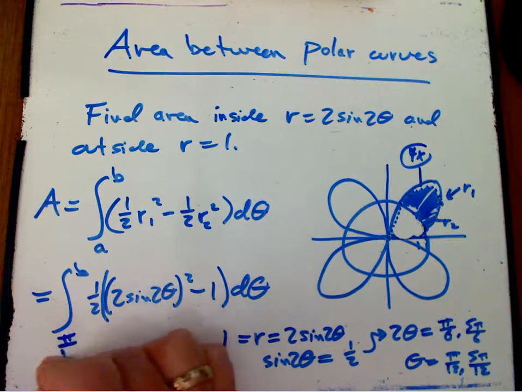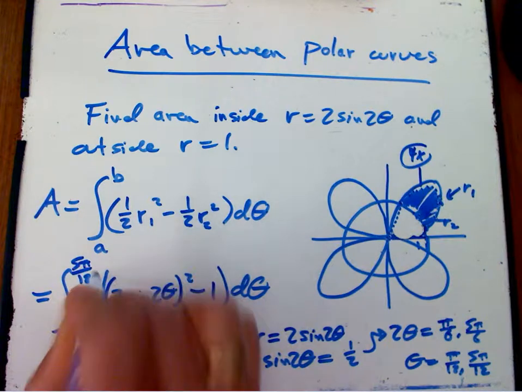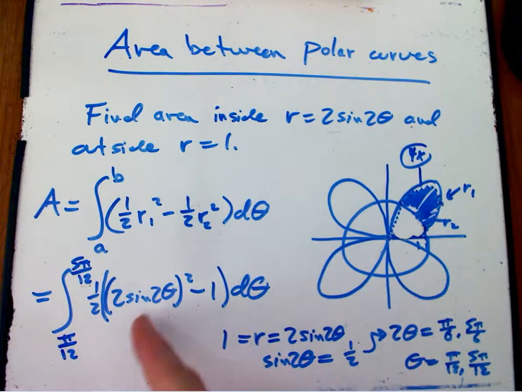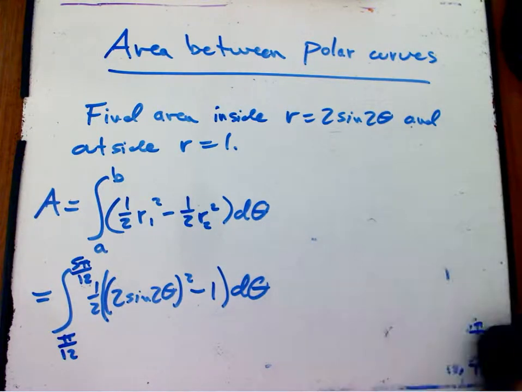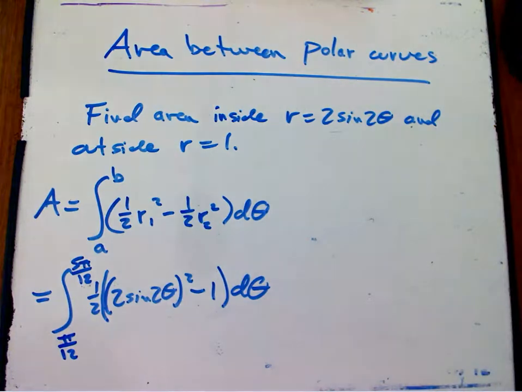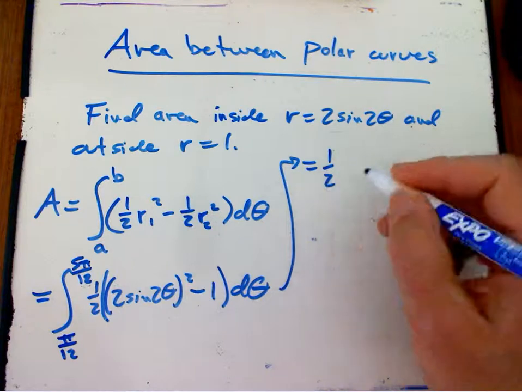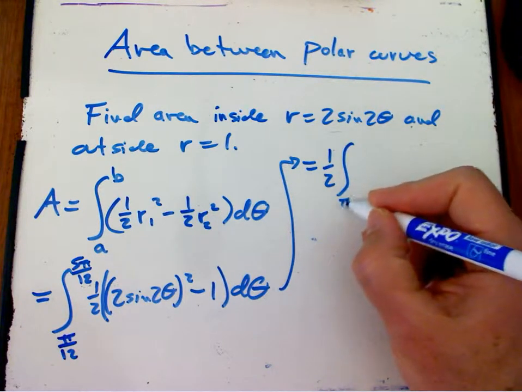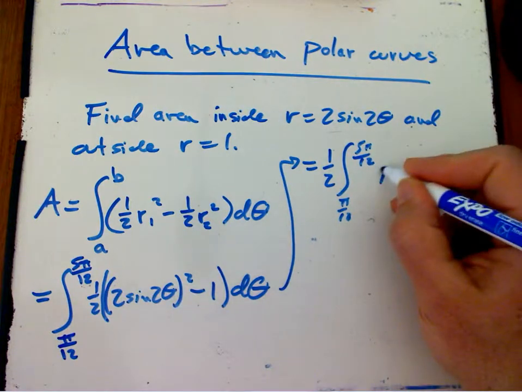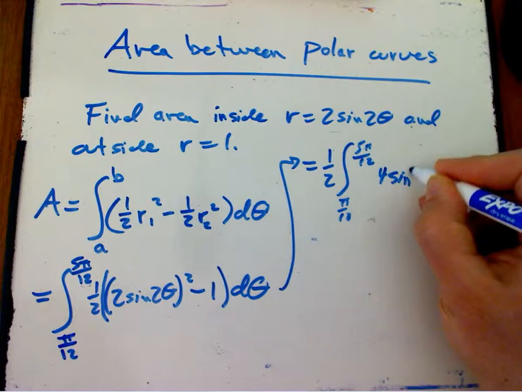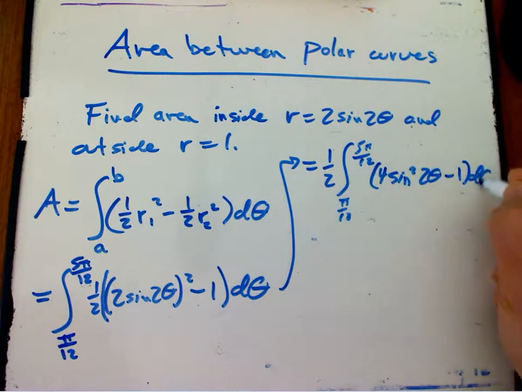It means we're not going to get amazingly pretty numbers here, but you have to contrive the heck out of these guys to get super pretty numbers. Although we have a 2 theta, so it's not going to be too bad. Okay, well, I probably shouldn't have erased the picture, but oh well. Okay, I need the space for the algebra. Okay, so the 1/2 comes out. And then I'm going to go ahead and square that out. 4 sine squared 2 theta minus 1 d theta.